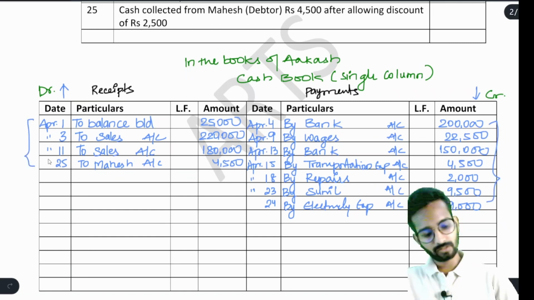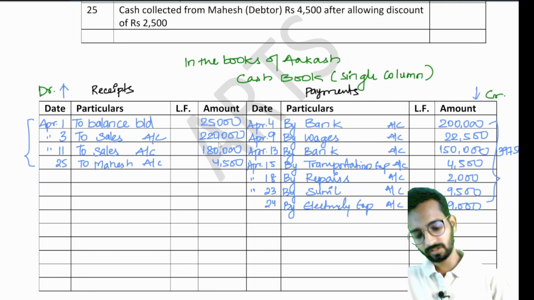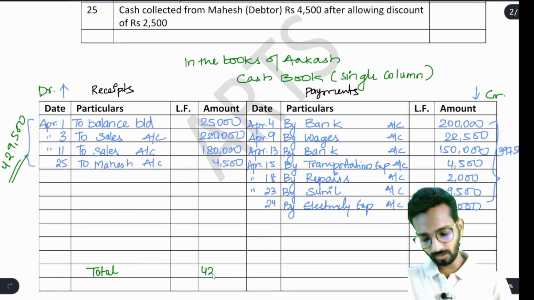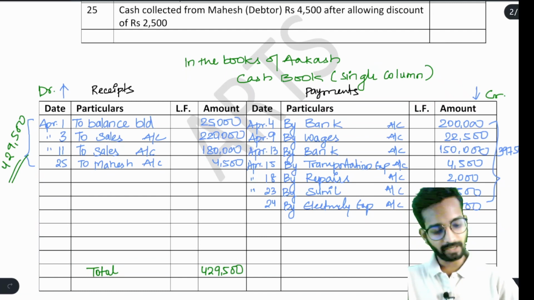4,500. Now the total of credit side will appear at 3,97,500. The total of debit side will come to 4,29,500. Now see, this side is higher. So what will we write? First we will write the total on both the sides. Total will be 4,29,500. Simple. Now the total of this side is only 3,97,500.